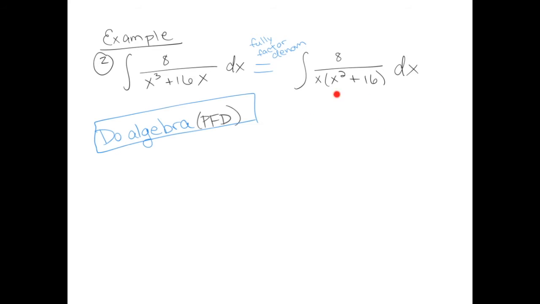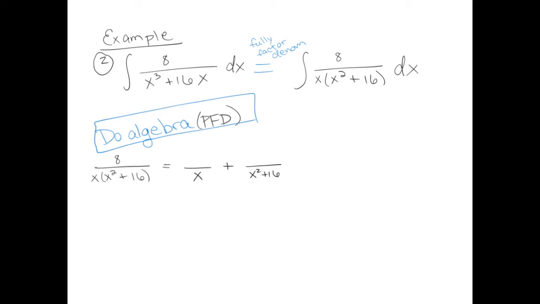Now that we're sure that this is fully factored, we can go ahead and do the algebra for our partial fraction decomposition. So part of what I want to show you here in this example is how to do the setup for the partial fraction decomposition. When the integrand is fully factored, you take each one of these factors, and the setup is going to give one term to each of these factors. X goes here, and x squared plus 16 goes here.